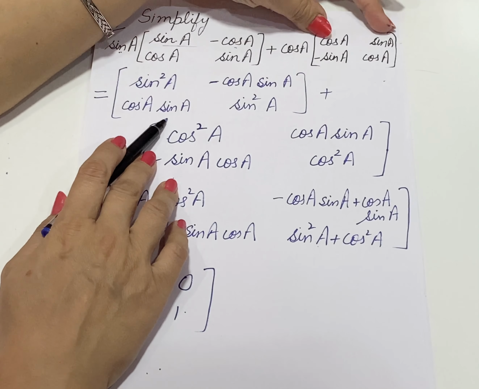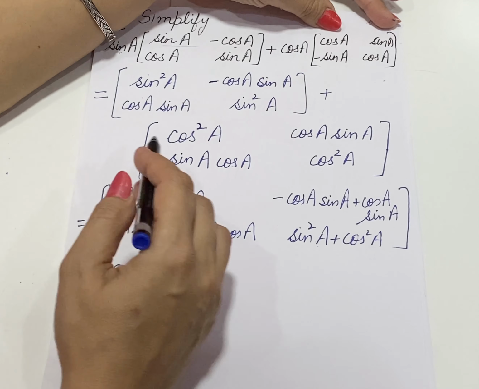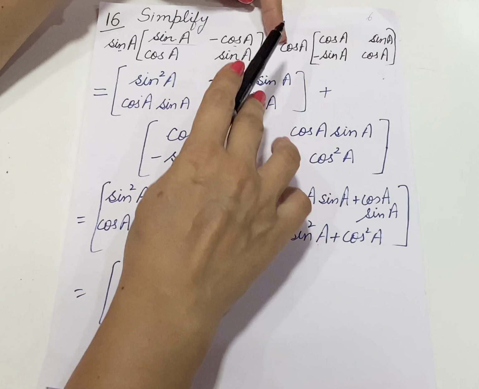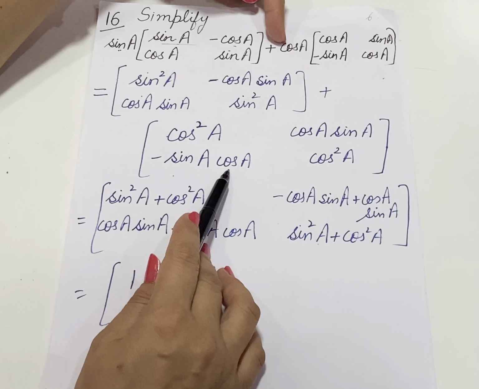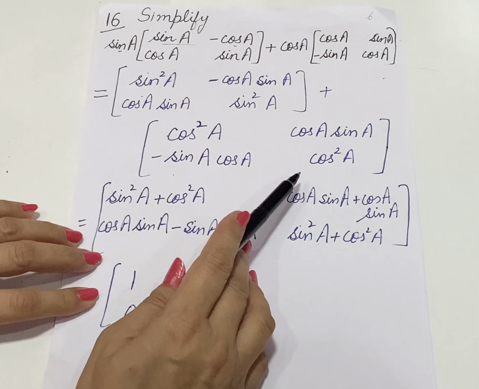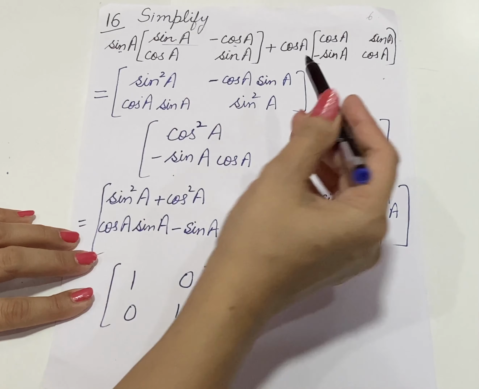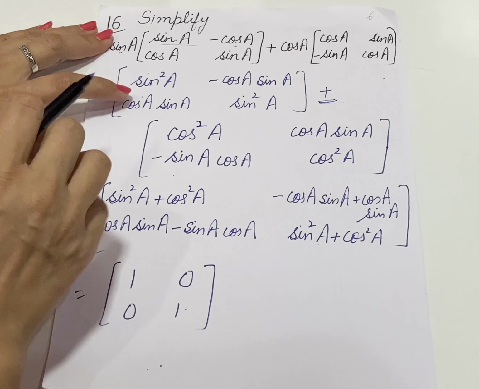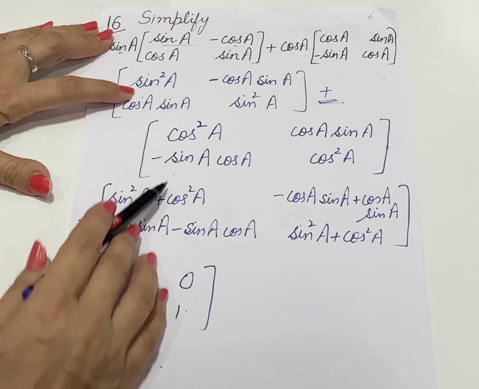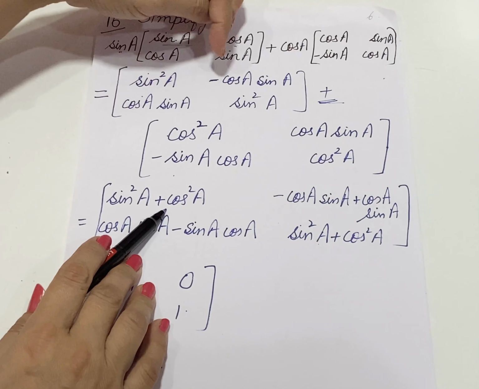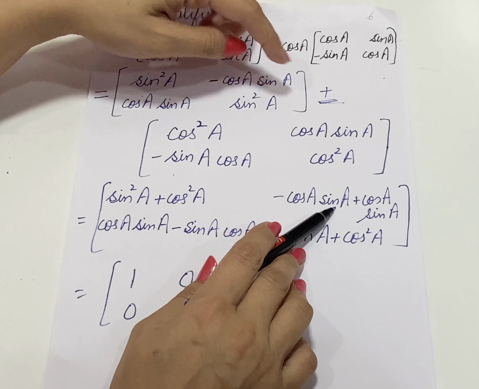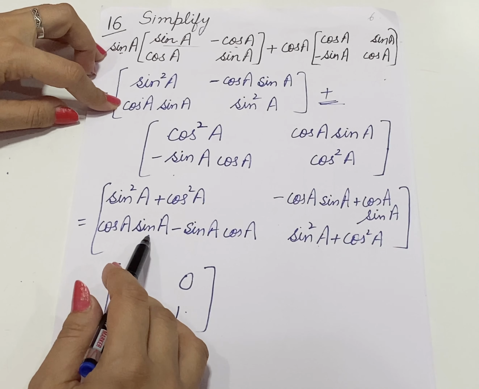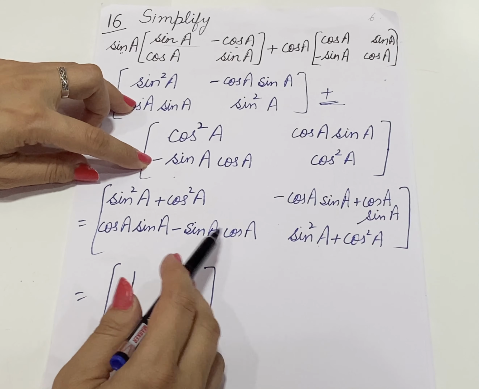Now cos A will get multiplied by each element of this matrix. It will be cos square A. This will be cos A into sin A. This will become minus sin A cos A, and this will be cos square A. Now these two matrices are in addition, so their corresponding elements will be added. This is sin square A plus cos square A. This minus cos A sin A and plus cos A sin A. This is plus cos A sin A and minus sin A cos A.